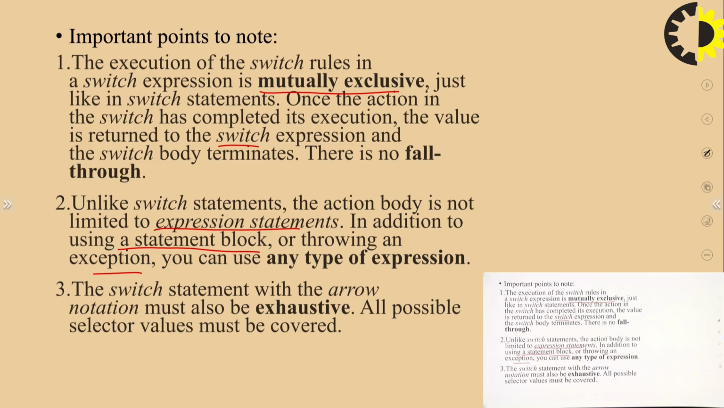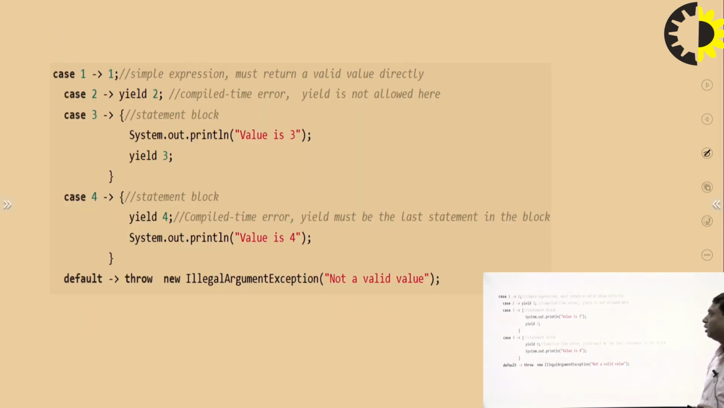A switch expression with arrow notation must also be exhaustive, as I discussed for the switch with colon notation. Now, see an example. We are using the arrow notation here: this is arrow, this is arrow, this is arrow and this is arrow. In case 1, it is returning the value 1. Important, we are not using the yield statement. It will return the value directly.